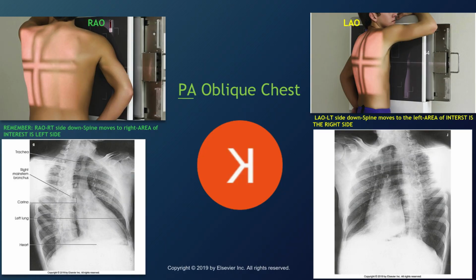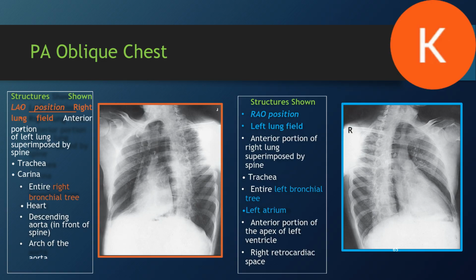Okay, so here we see a picture of an RAO and LAO position and how it looks in a radiograph. So remember, in the right anterior oblique the right side is down, the spine moves to the right, and the area of interest is the left side. In the LAO, the left side is down, the spine moves to the left, and the area of interest is the right side.